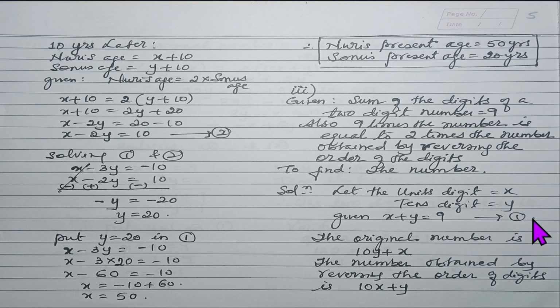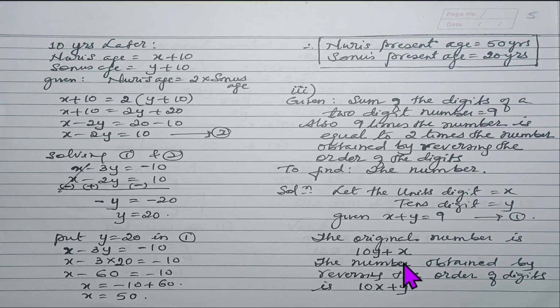Now we have to frame another equation to solve them. Let us see how to frame the second equation. First we have to write the original number, and as you know, by the place value and face value method, the original number is 10y plus x, because x is in the units place and y is in the tens place. Please remember it is the product of the place value and the face value. Units place value is 1 and tens place value is 10, and the digits are x and y, and therefore the original number will be 10y plus x.